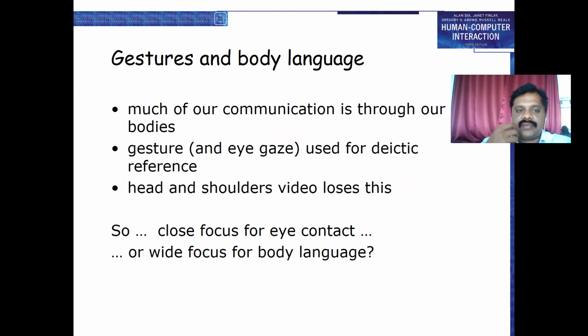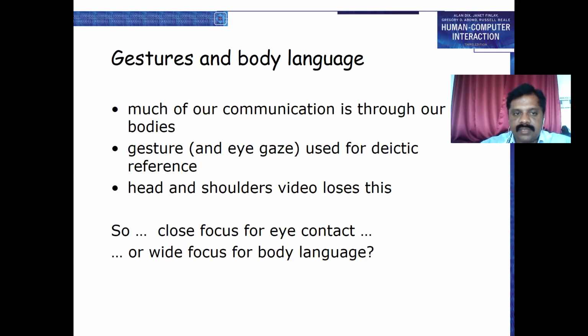Gesture and body language. Much of our communication is through our bodies. Gesture is eye gaze, used to detect reference. Head and shoulders video loses this. So use close focus for eye contact or wide focus for body language. So this is gesture and body language.